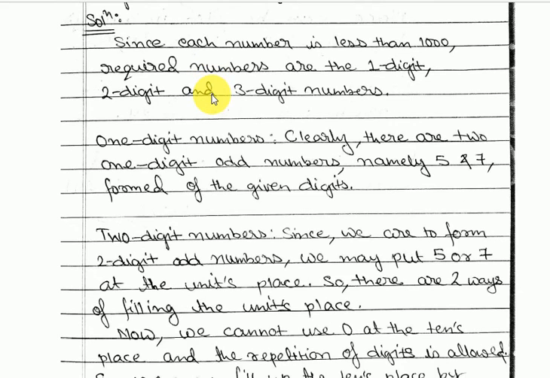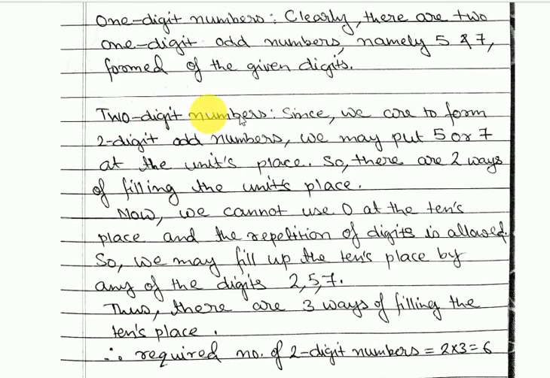Now 2-digit numbers. Since we are to form 2-digit odd numbers, we may put 5 or 7 at the units place. If at the units place you have got 5 or 7, then that number will be odd. So for the units position, how many options do we have? 2 options, 5 or 7. So at the units place we can put 5 or 7, so there are 2 ways of filling the units place. Clear? Now the units place is filled.